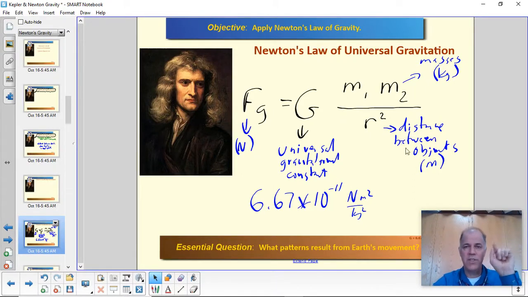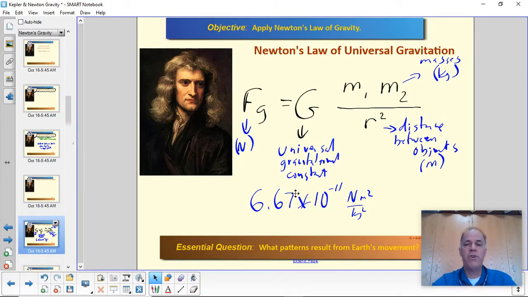Now, remember this is important. So make sure you put this in your notes. The distance between the objects is measured from the center of one object to the center of the other object. It's the center of mass. The center of planet Earth to the center of the moon, the center of planet Earth to the center of you. It's not the surface of one object to the surface of the other object. It's center to center.